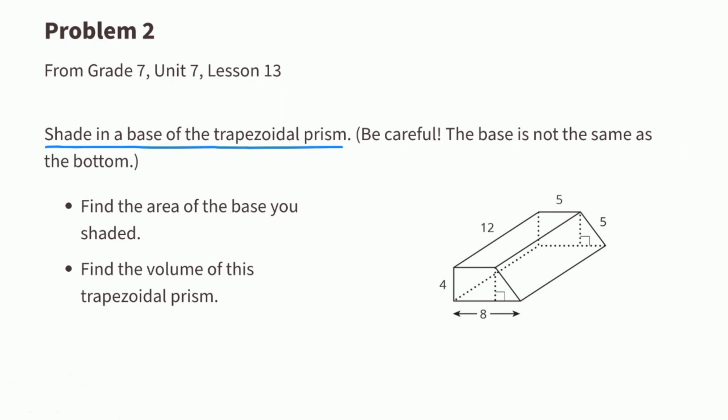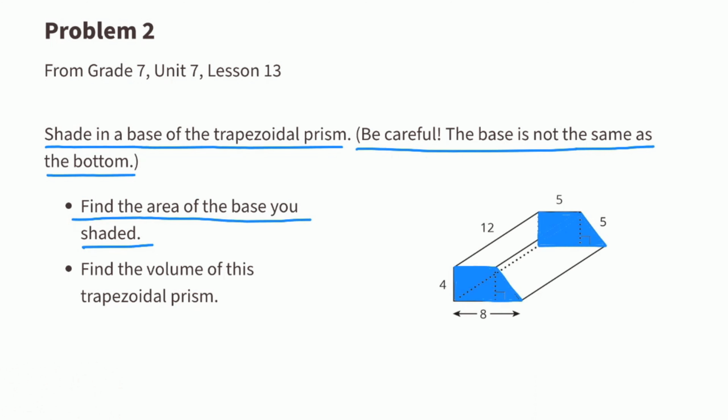Problem number 2 from 7th grade, Unit 7, Lesson 13. Shade in the base of the trapezoidal prism. Be careful, the base is not the same as the bottom. I shaded in 2 bases. Find the area of the base you shaded.